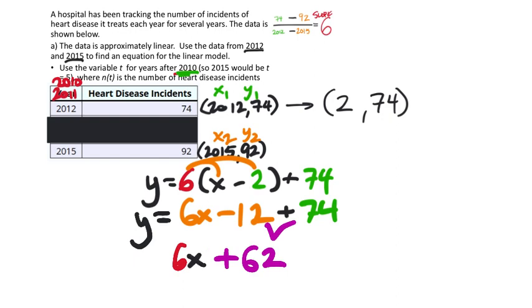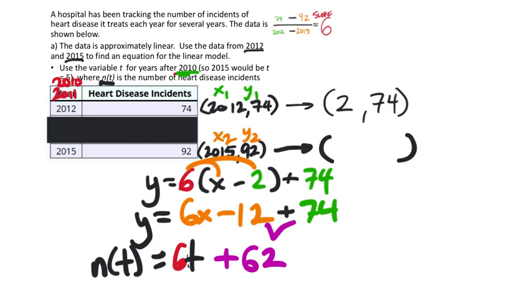And I guess they did say to use n of t right here, so that's what I'll do. N of t, which means the x value is a t, T for time, of course. I don't really need parentheses. 6t plus 62, and this would be the linear model for this situation, at least between 2012 and 2015. So we see this other ordered pair translated: 2015 would be the 5th year, and then the number of heart disease cases, 92.